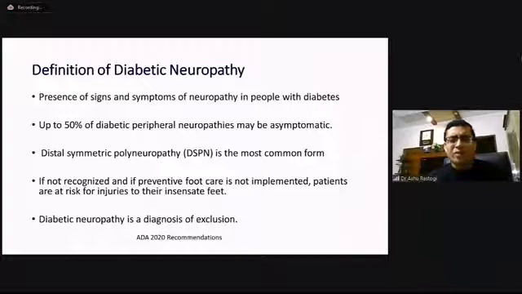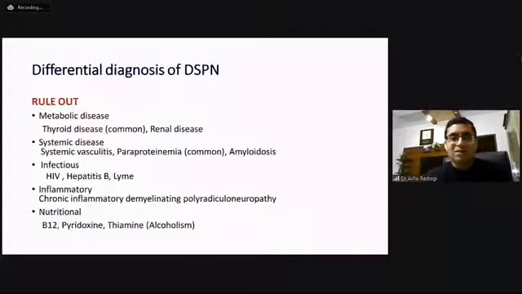And out of all forms of neuropathy that I'll be telling you about, distal symmetric polyneuropathy, that is both motor as well as sensory, is the most common form of neuropathy. And unfortunately, if we don't recognize it, then we cannot implement preventive foot care. And finally, the patient's foot would be at risk for injuries and ulcers.